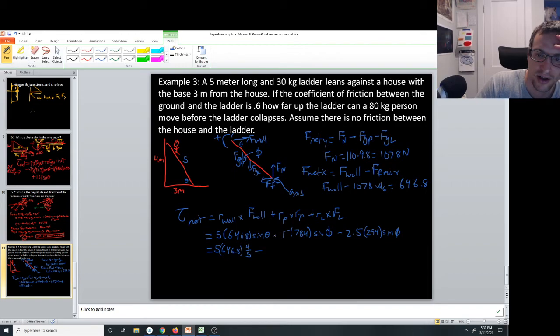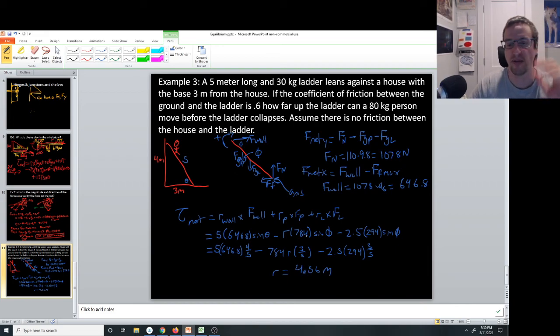Okay. It's going to be 784 R times 3/5 minus 2.5 times 294 times 3/5. And we should get that R is equal to 4.56 meters. So the person can almost make it up to the top of their ladder before it starts to fall. All right.